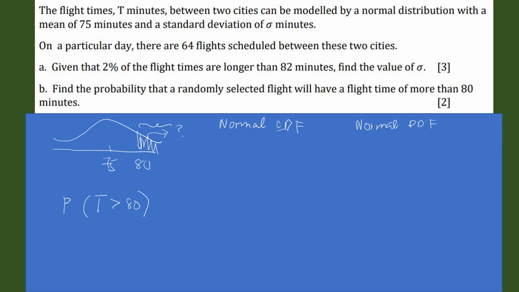You use PDF on a problem that involves words like exactly. So let's say, what's the probability that the time is exactly 80? That is where you are going to use PDF. In this case, it's more than 80 minutes, so we will use CDF. In your calculator, it will require you to encode the lower bound. The lower bound is 80 and your upper bound is positive infinity.